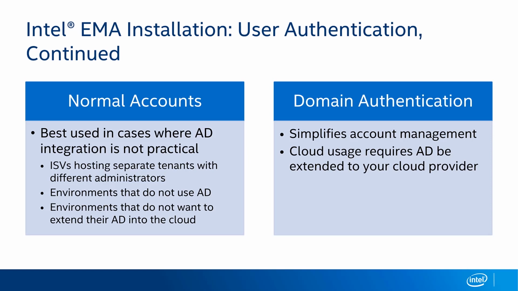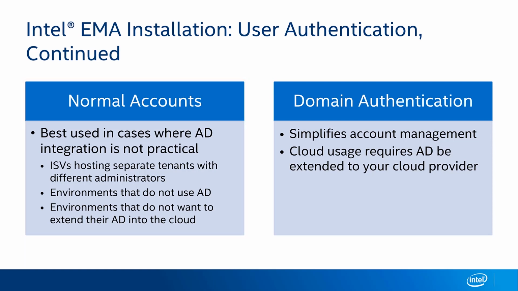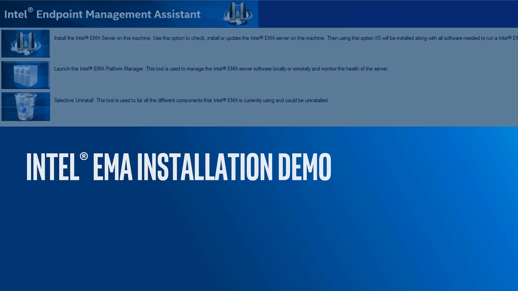So with normal accounts, those are best used in cases where Active Directory integration is not practical or not an option. With domain authentication in Intel Endpoint Management Assistant, you can again have that simplification of not having to have yet another name and password to access an application in your environment. And if you are going to use Emma in the cloud, you'll need to extend Active Directory to your cloud provider in order to make domain authentication work. So keep that in mind.